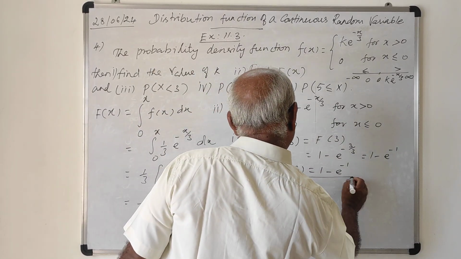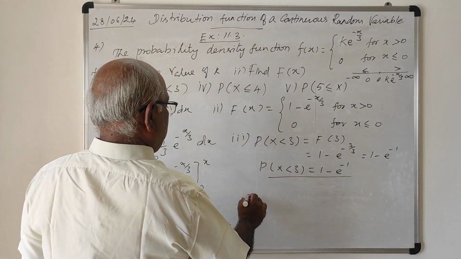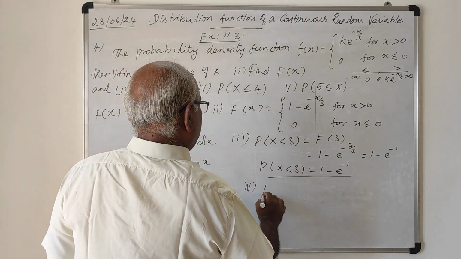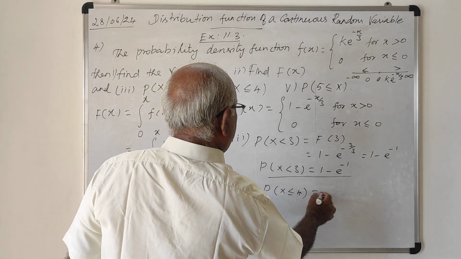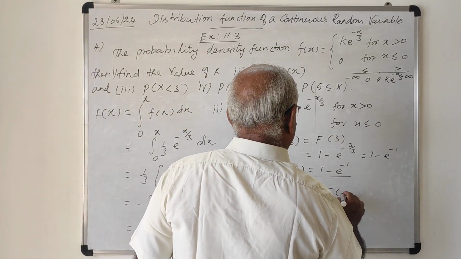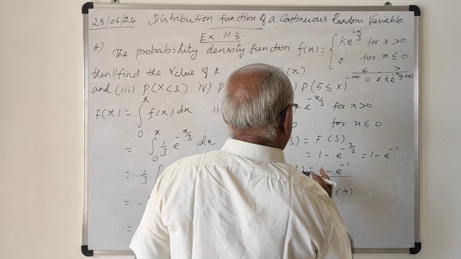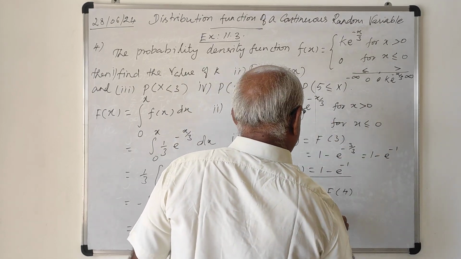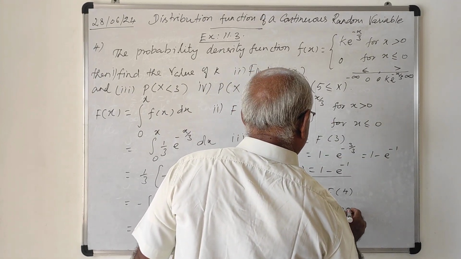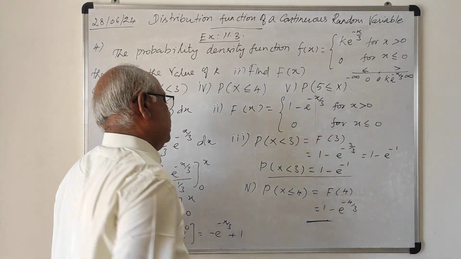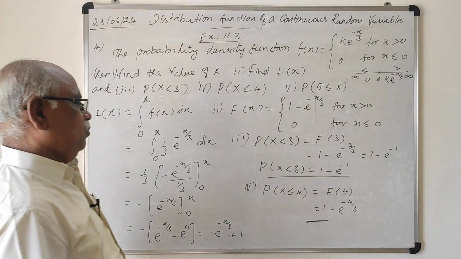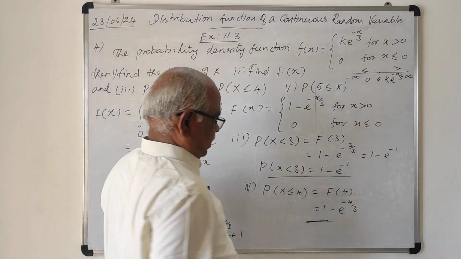Fourth one: probability of x less than or equal to 4. This is equal to F of 4, which is 1 minus e power minus 4 by 3. This is the fourth subdivision.